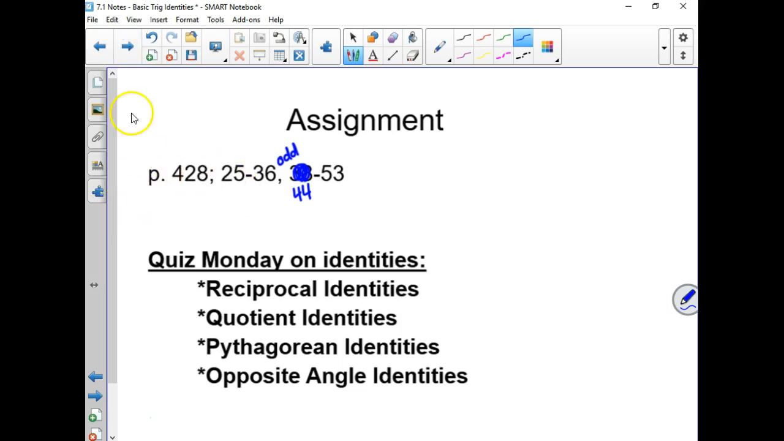We will do this assignment in class. You don't have to do it for homework. The homework is just to take these notes. But in class, we're going to do this assignment, page 428, 25 through 35 odd, and 44 through 53. And on Wednesday, we will have a quiz on the identities. It'll just be a blank quiz on memorizing the identities. So all of those identities at the beginning of these notes will be on that quiz.